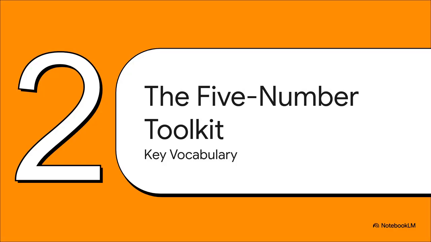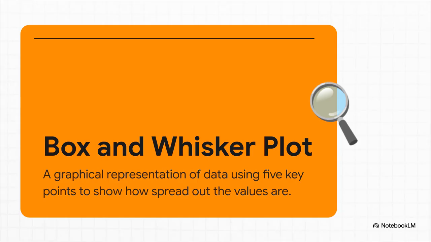All right, so to help Marsha out, we've got to get our toolkit ready. And that just means getting comfortable with 5 key terms that are basically the building blocks for every single box and whisker plot. First up, the tool itself. So what is a box and whisker plot? Think of it like a visual summary of your data. Instead of getting lost looking at every single number, it boils it all down to just 5 key points to show you the spread, basically how clustered or stretched out your data really is.